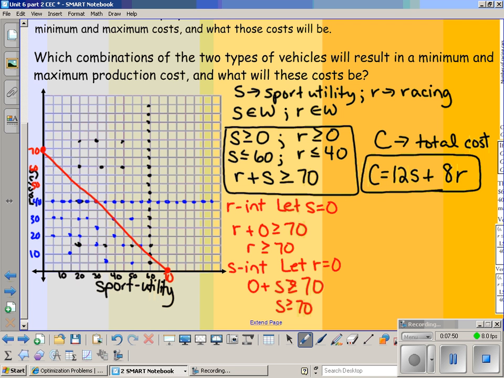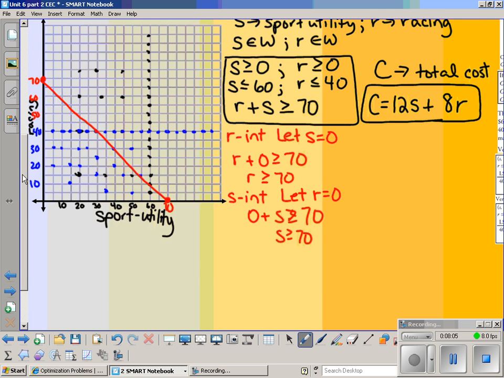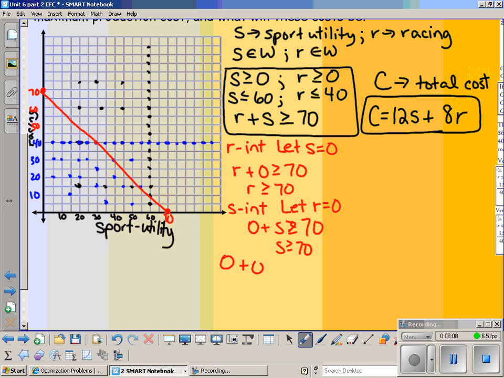Now I need to determine whether or not I am shading above or below this region. Use a test point, 0, 0. If I substitute 0 in for both the R and the S, is 0 greater than or equal to 70? The answer is no. So I'm shading above. Now the overlap for the above would be in these points. So here is our feasible region.